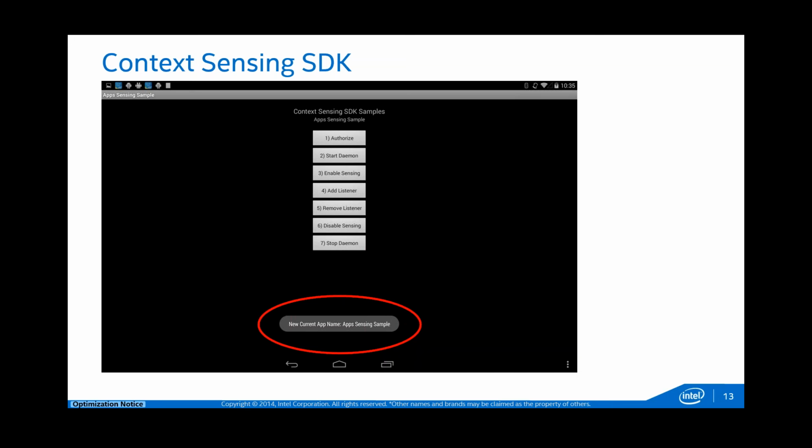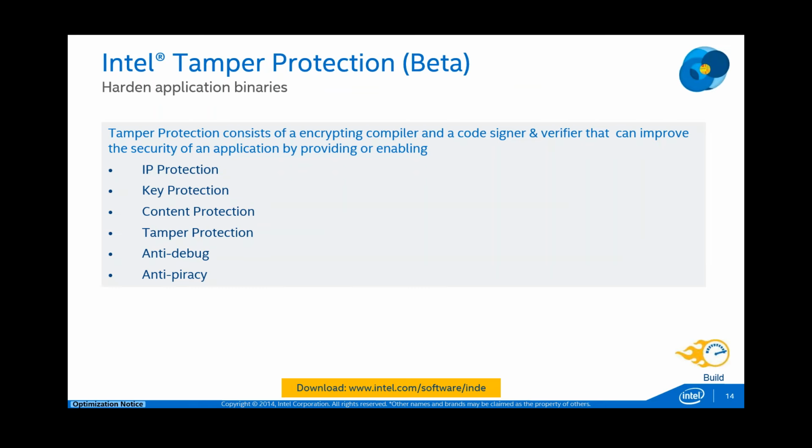So that's basically an overview of the context sensing APIs and how they can be really helpful to make your apps compelling and differentiating in the Android market or any other market. Then come a couple of beta features that we have. One is tamper protection, which is again a beta feature.